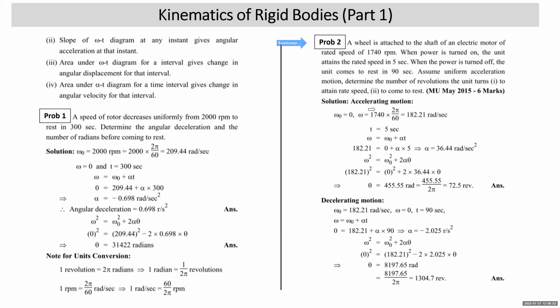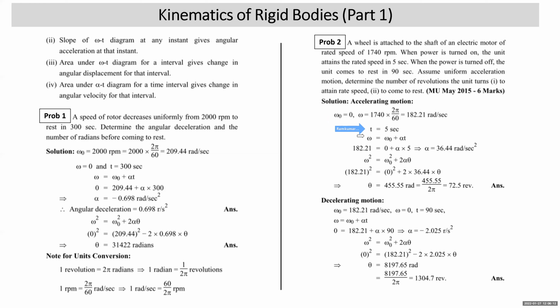to attain that rated speed and to come to rest. Now, students, first we'll take accelerating motion. Accelerating motion means it starts from rest. Final angular velocity is 1740 RPM, so we'll convert into radian per second. 1740 into 2 pi by 60 comes out to 182.21 radian per second. Time is given as 5 seconds. It takes 5 seconds to reach that rated speed.